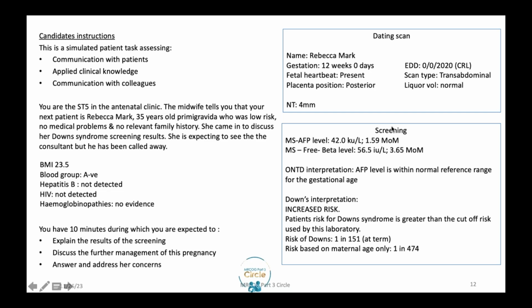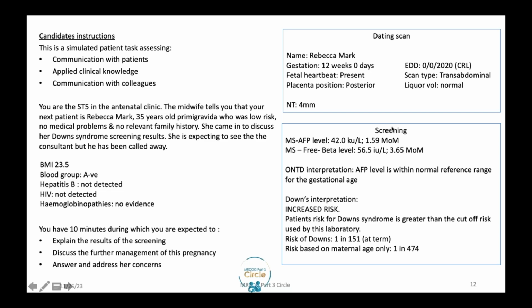You're not required to take any history here because it's not relevant and I'm not asking for it. Some people, despite knowing there's no information gathering under the domains, go and take history. It would be a complete waste of time. At the bottom, you have 10 minutes to explain the results of the screening, discuss further management of this pregnancy, and address health concerns.